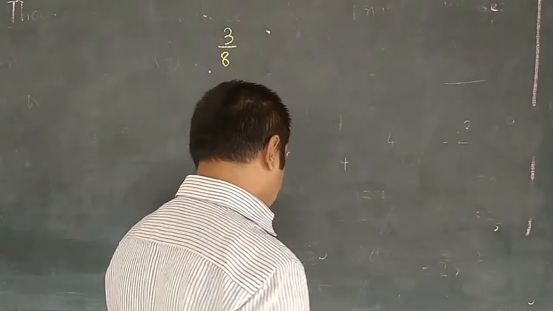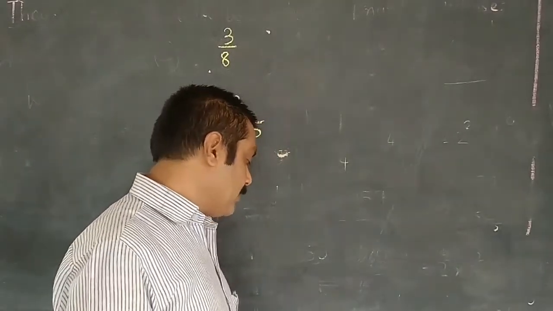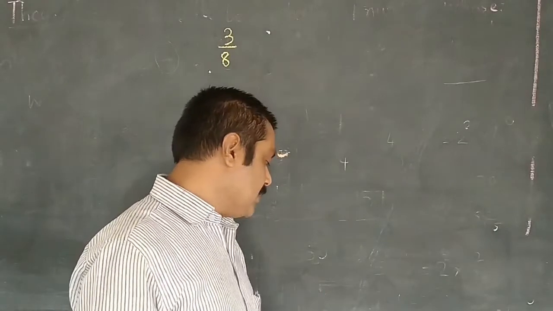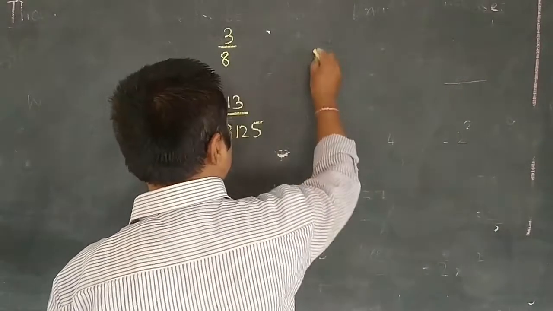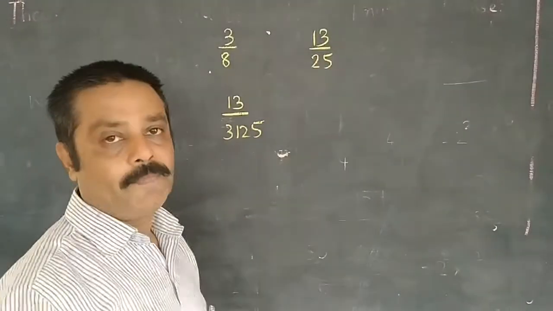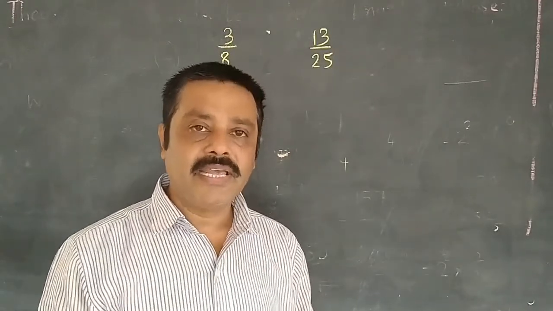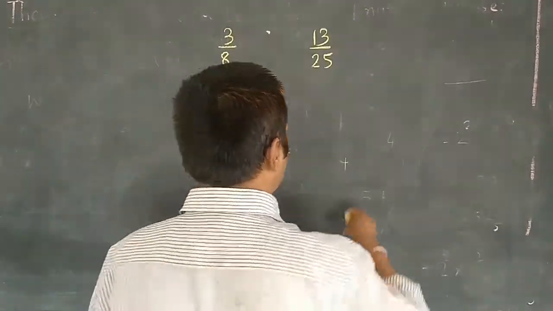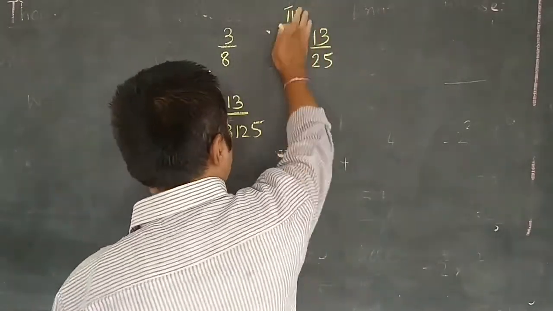And the third bit: with the help of theorem 1.4, write the following rational numbers in decimal form using theorem 1.4. E is given as 13 by 25. This 13 by 25, you have to make into decimal form. How to make it decimal form? See here, this is the third bit. I am taking the third bit.